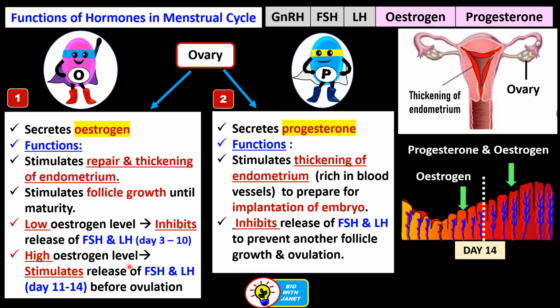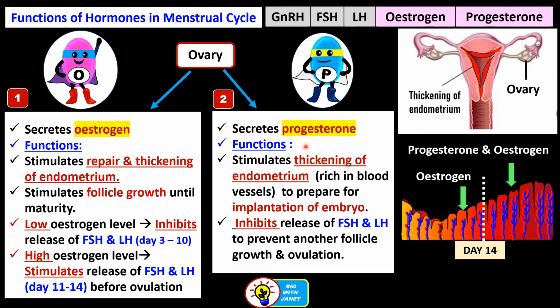But later on, as the estrogen level increases and becomes high, the estrogen will stimulate the release of FSH and LH just before ovulation. So it stimulates the release of FSH and LH. Both these hormones, FSH and LH, will rise. Their levels will rise from day 11 to 14, just before ovulation. Now, this is necessary so that at high levels, the LH will be able to stimulate ovulation to occur, so that one ovum or secondary oocyte is released into the fallopian tube, right, when the Graafian follicle bursts.